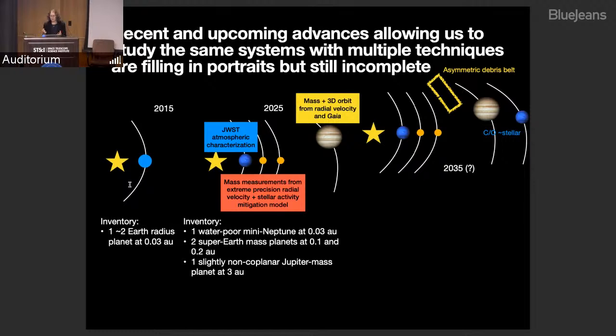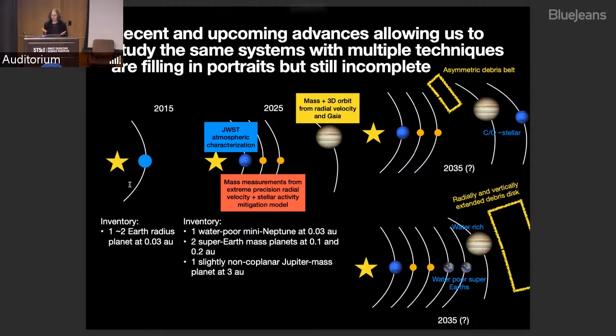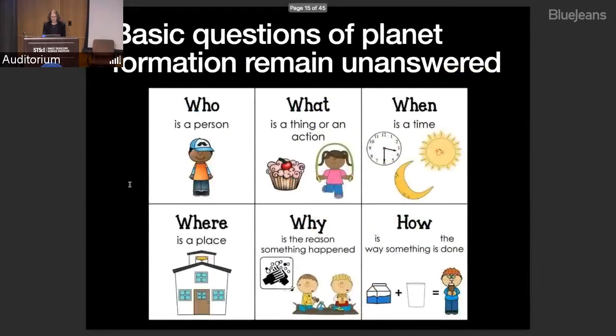Maybe it's a system where that outer giant planet we see formed much further from the star and underwent a lot of migration and shaped the debris belt in its process. Or maybe it's actually filled in and there's some water poor super-Earths in the habitable zone. Maybe the giant planet is water rich, formed kind of near where we see it. And then there's this large extended debris disk beyond that where planet formation failed. So we need to have the complete portrait to see what's going on in these systems.